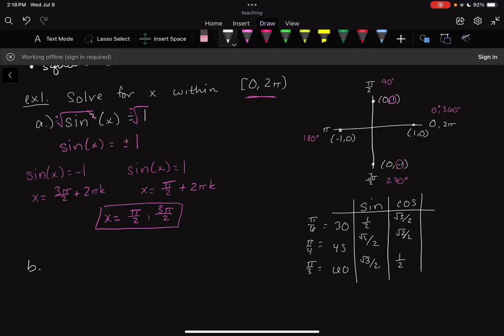Let's do another one of these. This one we'll do cosine squared x is equal to 1 over 4. And it could also maybe be written as, let's make this one a little bit trickier to look at: cosine squared x minus 1 over 4 equals 0. Just to kind of change it up a little bit.